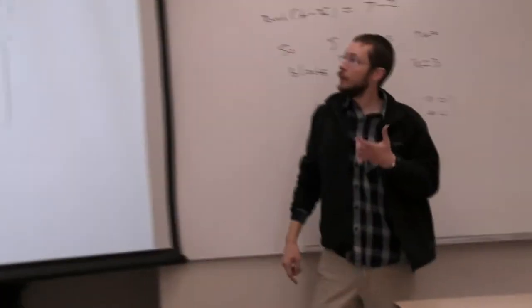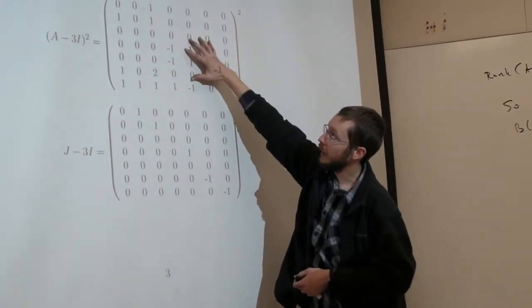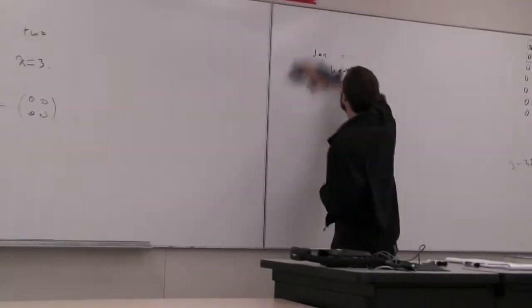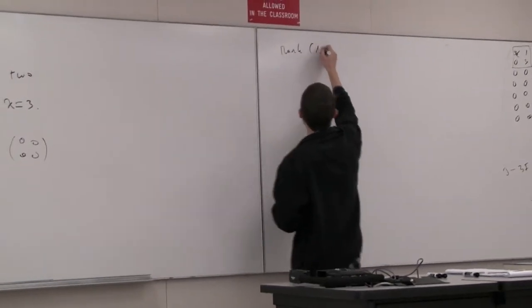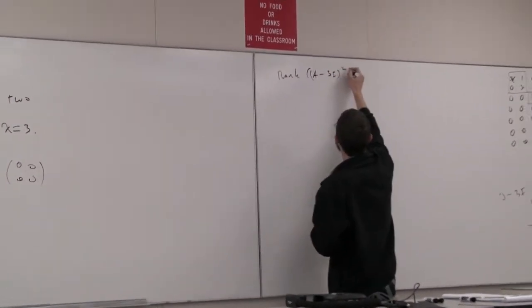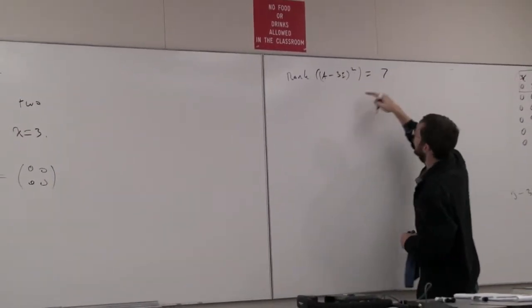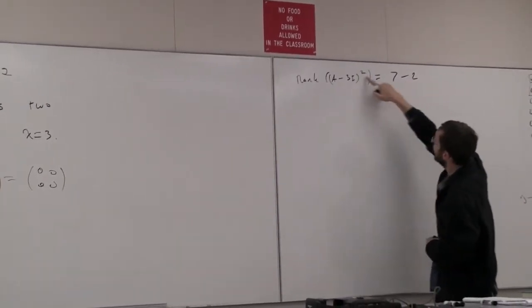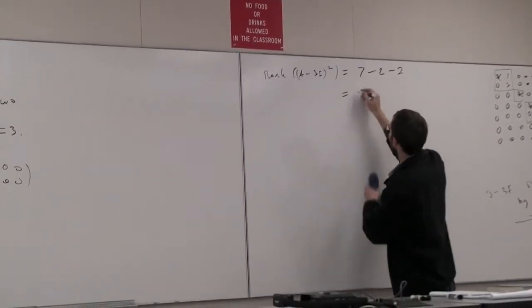And so, what you do is you compute A minus 3I, you'd square it, and you'd compute its rank. You'd find that the rank of A minus 3I squared would drop by 2, to where originally A had rank 7. When we compute A minus 3I, it dropped by 2. And then when you square it, it dropped by another 2. Okay?